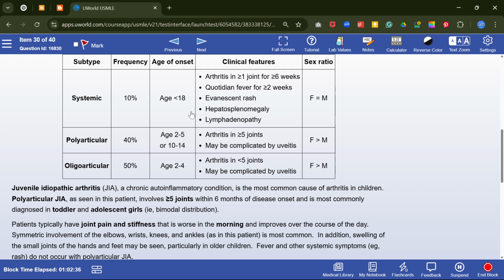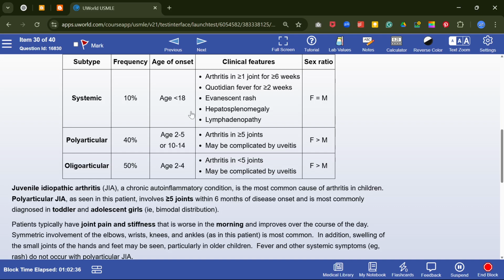Quotidian fever means the temperature is around 39 degrees Celsius or 101 to 102 degrees Fahrenheit, and it has two peaks. In between the peaks, the rash actually appears, and it becomes normal after the fever subsides. So that's the quotidian fever, and it persists for more than 2 weeks.